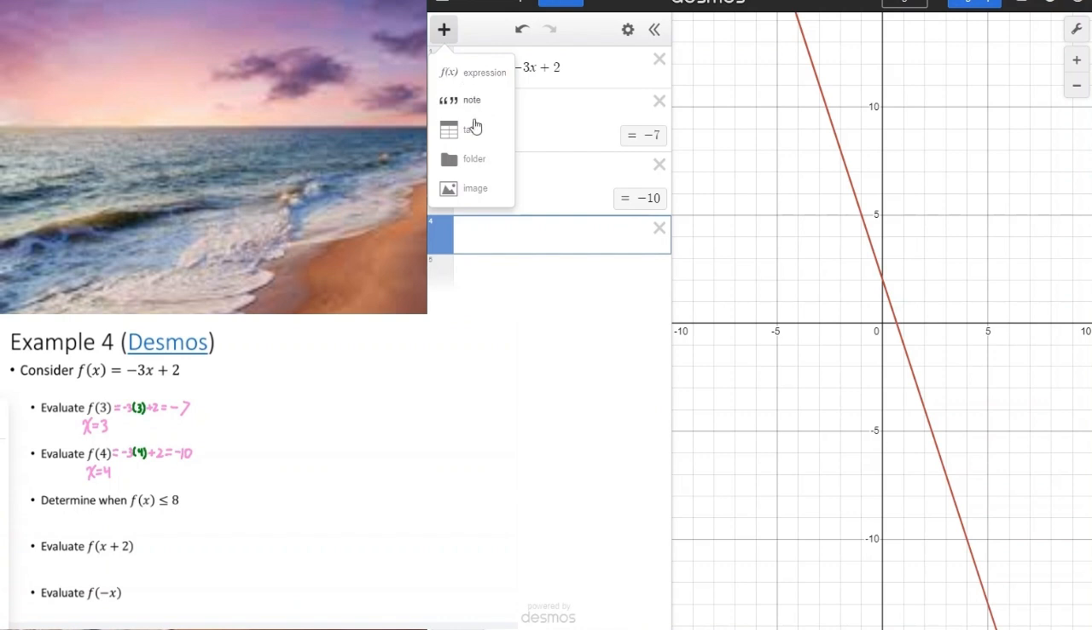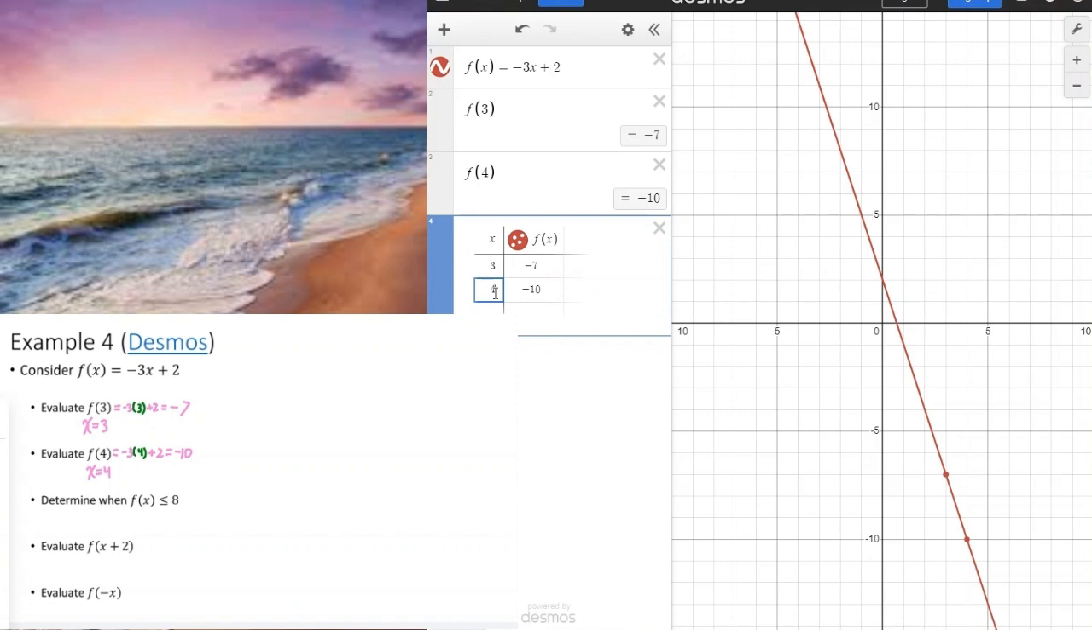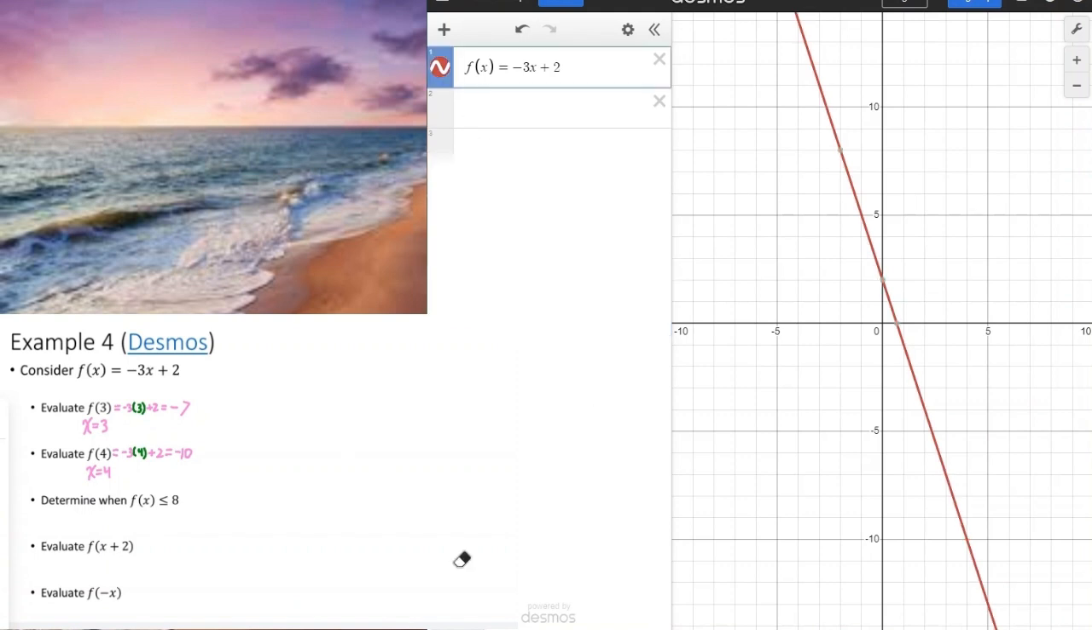We can also use the table if we want to reduce our typing. We can create a table. In the first column, we can relabel it as x. The second column, we can use f of x, which is going to call upon the f of x that we entered. And we can type in any values of x we want, and we can see the table populates with the value of f of x. So f of 3 is negative 7, f of 4 is negative 10. When we're using Desmos to graph functions, we can think of f of x as being the y value.